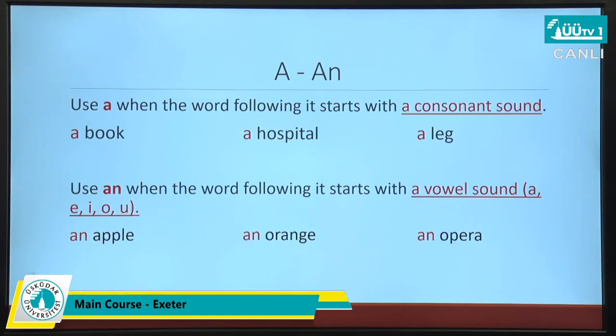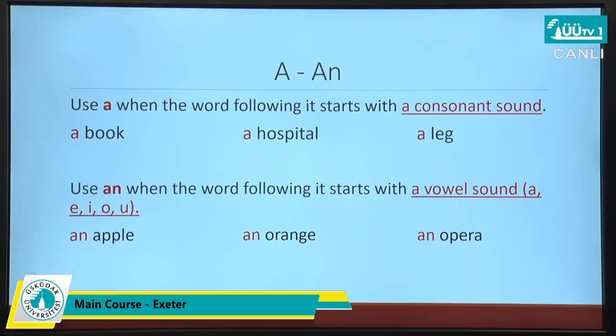Right. Here's the tricky one. We use a when the word following it starts with a consonant sound, not letter, sound. Be careful about it. For example, a book. B is a consonant sound. Or a hospital. H is, again, a consonant sound. Or a lake, consonant sound.